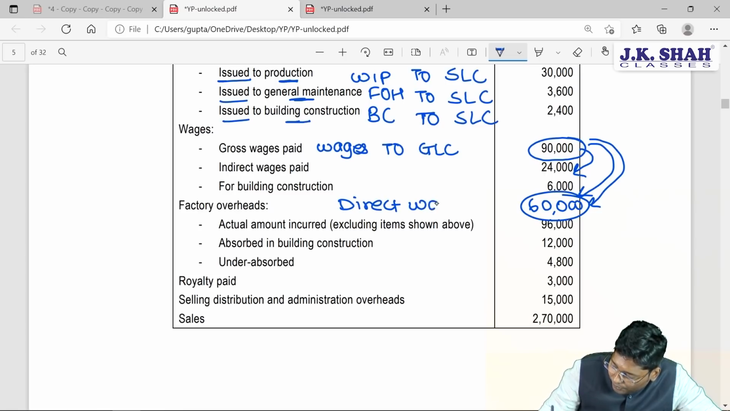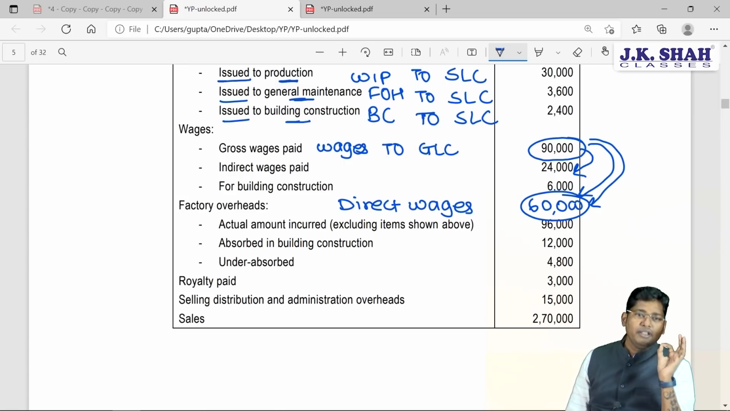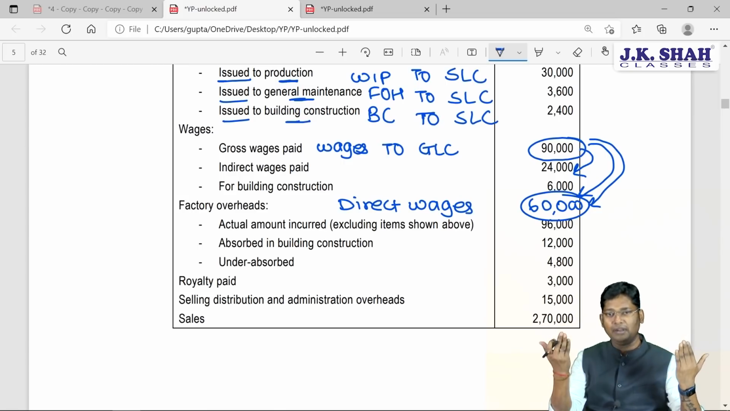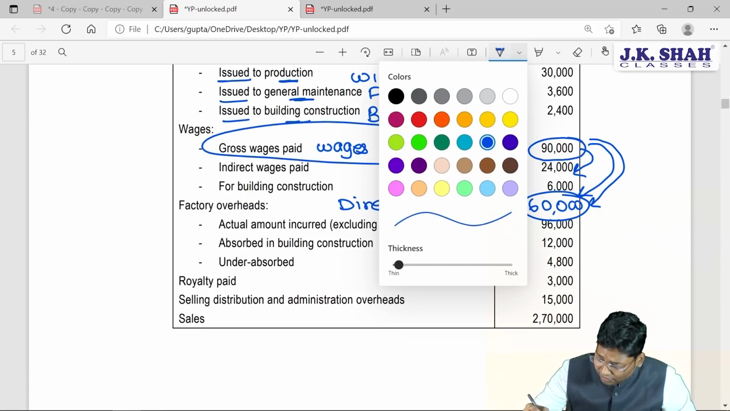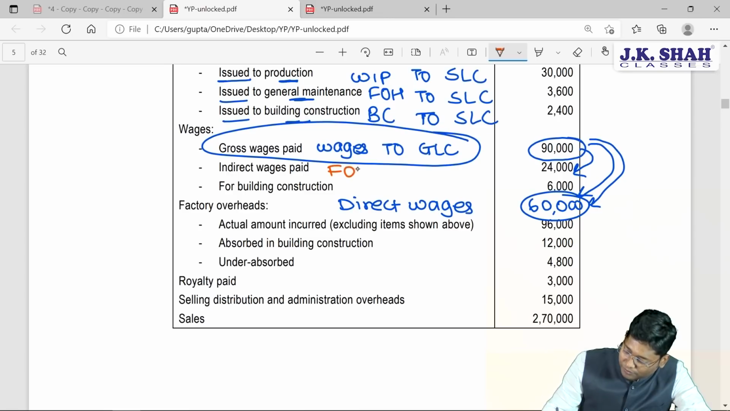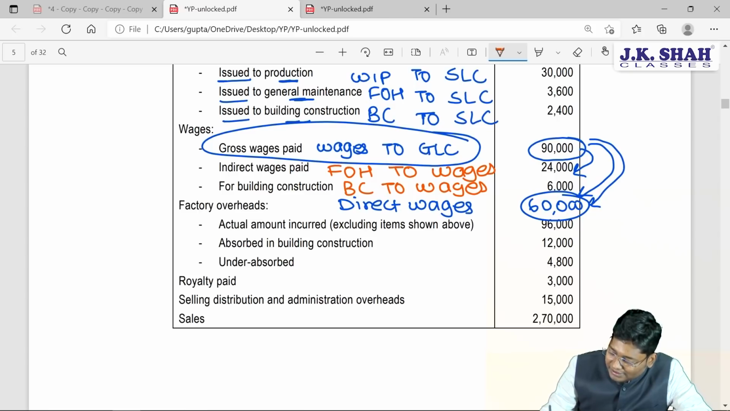Sir, why you have computed them? Whenever you are dealing with any of the expenditure in this particular chapter, you should pass two entries. Sir, which two entries? Absorption and payment. Payment entry is already passed. Absorption entries are pending. Sir, what are the absorption entries? As far as indirect wages are concerned, your absorption entry is factory overhead account debit to wages. As far as building construction wages are concerned, you should pass entry of building construction account debit to wages, and direct wages absorption entry is WIP account debit to wages.